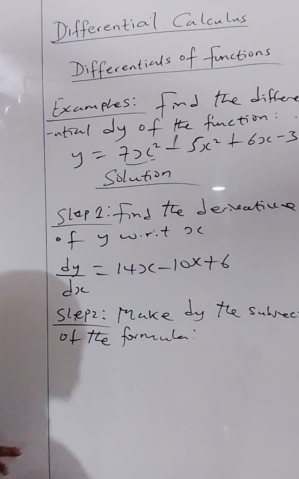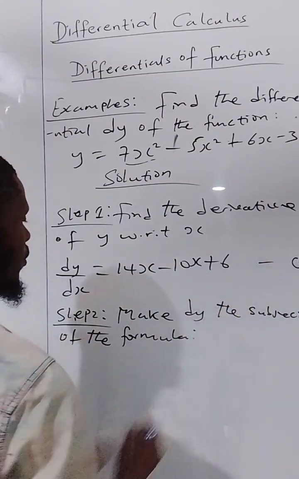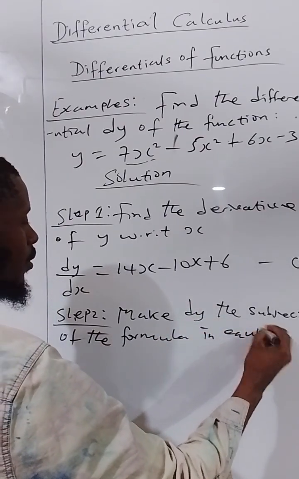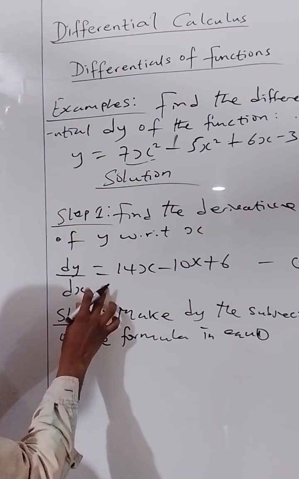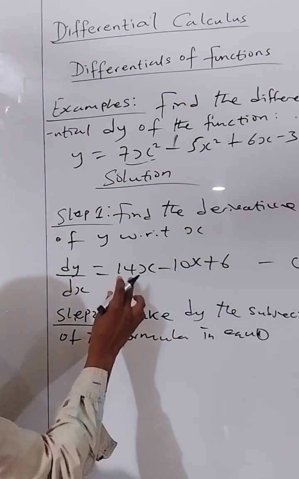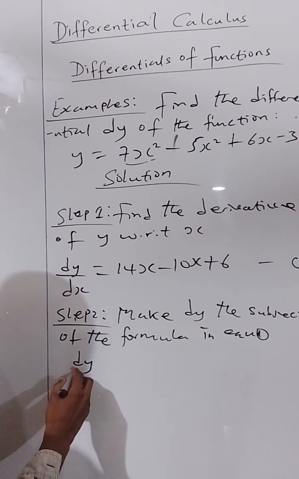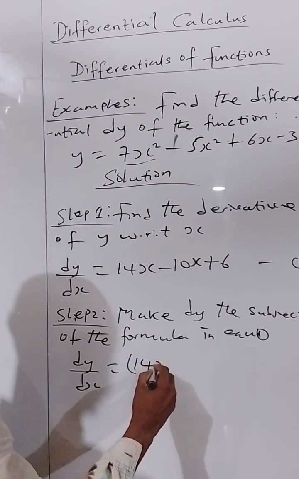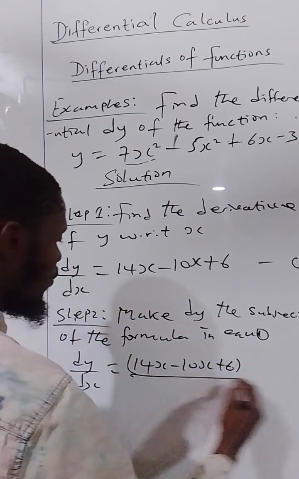So if you have to make y the subject of the formula, let me call this equation 1. In equation 1, we have to make y the subject of the formula. The y here is our differential we are asked to derive. Making y the subject of the formula implies that we just need to cross multiply. So we have dy equals, I can put this in bracket, 14x minus 10x plus 6, over 1.